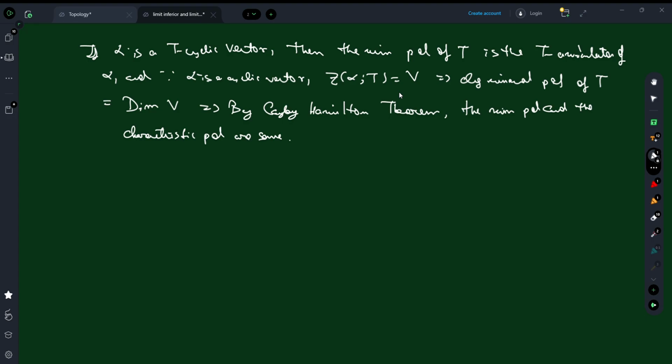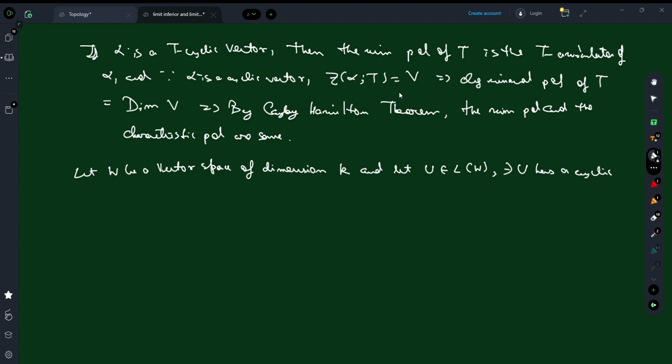We consider a vector space W of dimension k, and let U be a linear operator on W such that U has a cyclic vector, say alpha.